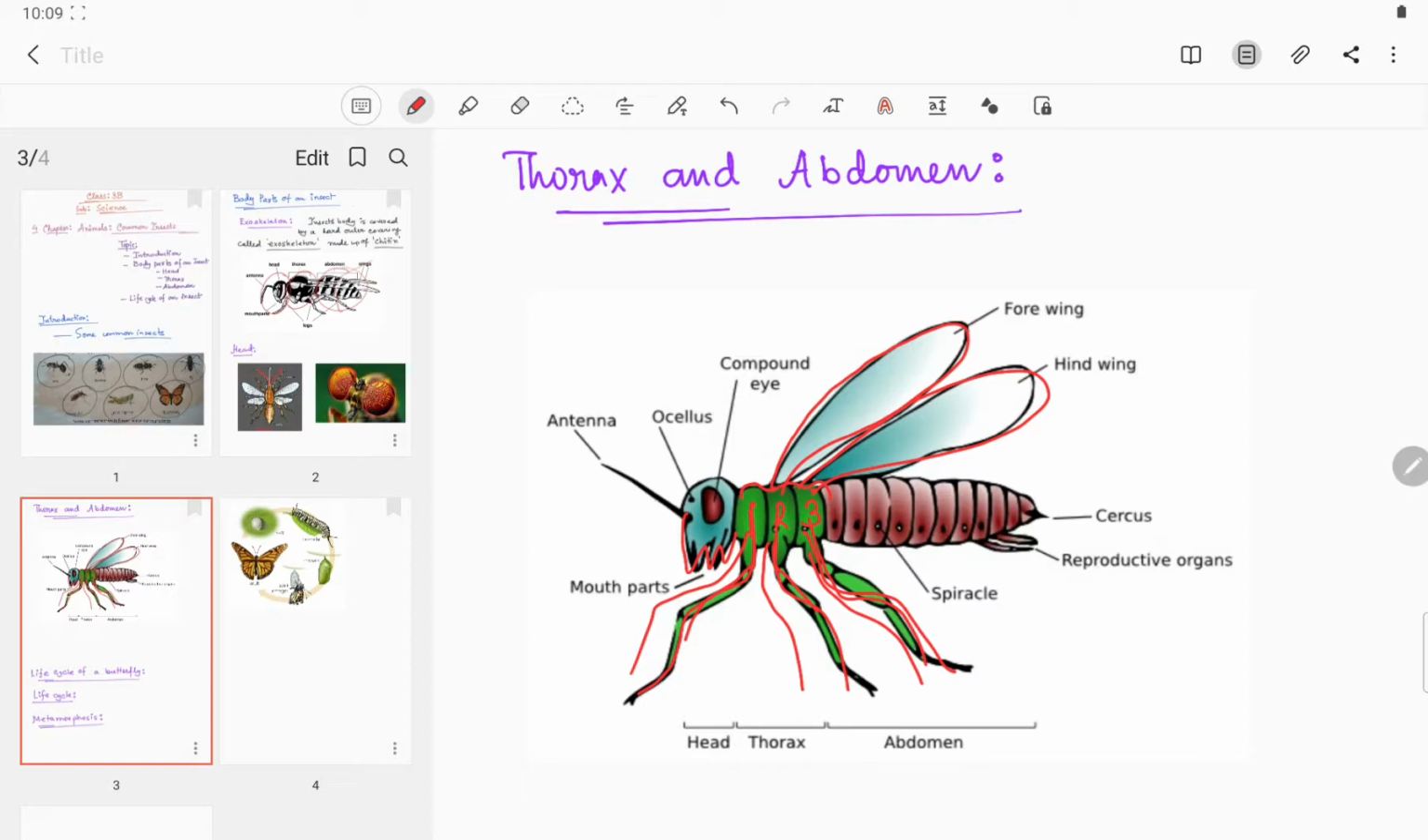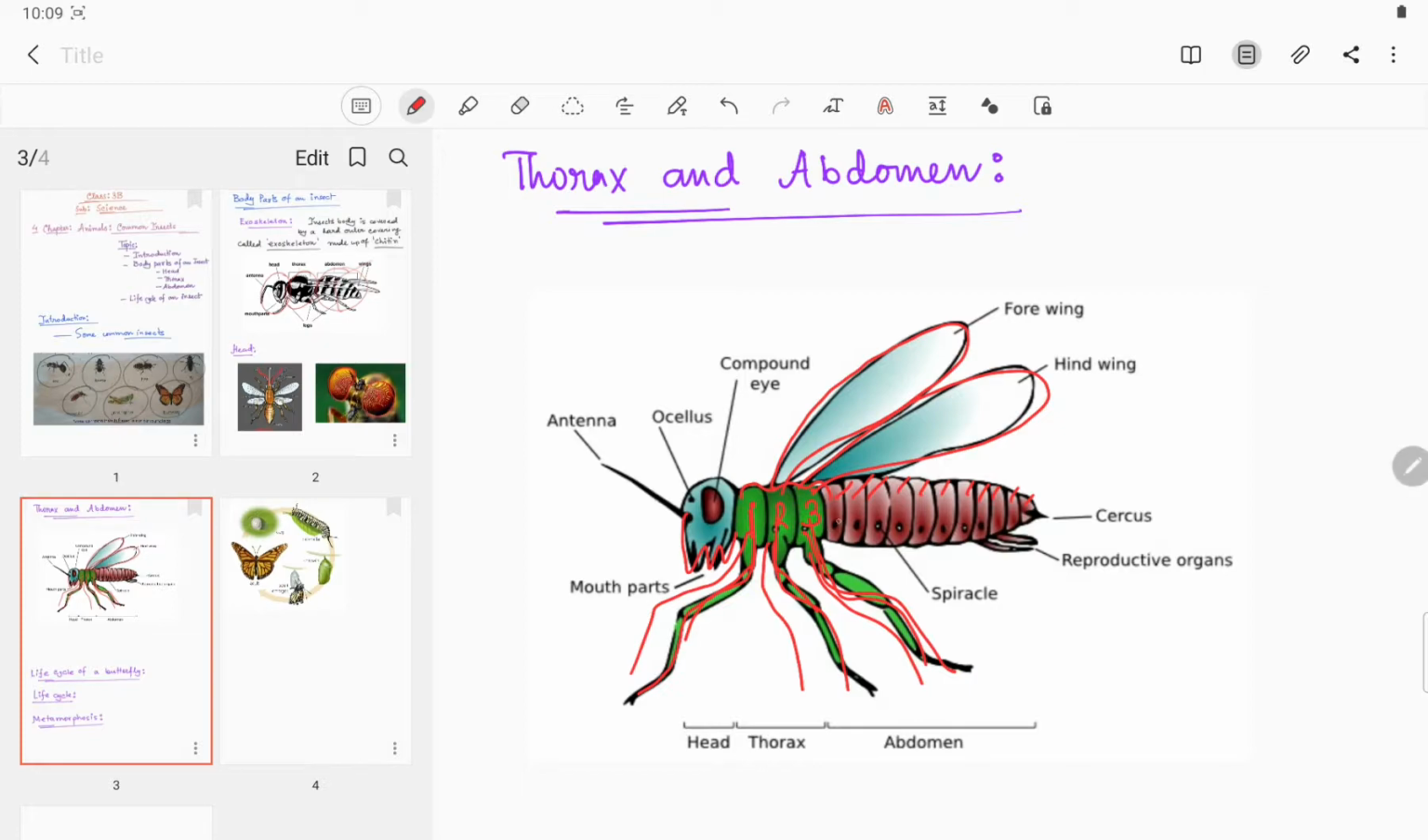Now the next part is the abdomen. An insect's abdomen usually consists of 11 segments. You can check: 1, 2, 3, 4, 5, 6, 7, 8, 9, 10, 11. 11 segments. It contains the digestive system, excretory system, and reproductive system.